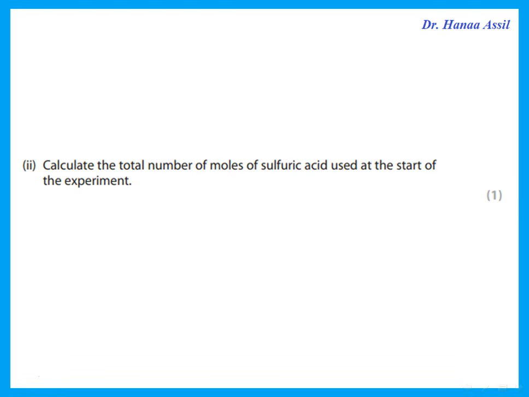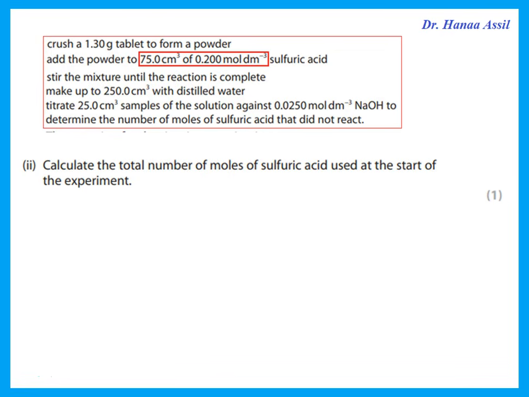Then he says calculate the total number of sulfuric acid used at the start of the experiment. If we go back, we find that he said he put the tablet into the solution of sulfuric acid, 75 centimeter cubed of 0.2 mole per decimeter cubed. So from that, I can get the original number of moles of acid, concentration times volume. The volume is in decimeter cubed, and I get this original number of moles of acid. So this is what I started with.